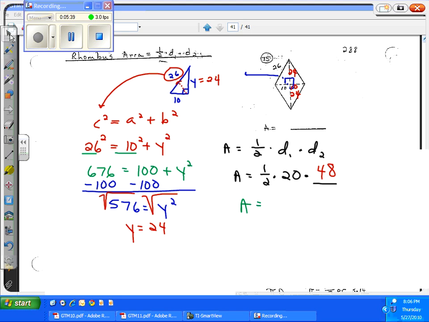So we found the diagonal, so now we can find the area. Area is half of 20, which is 10 times 48, which is 480. Any questions on the rhombuses? Okay.